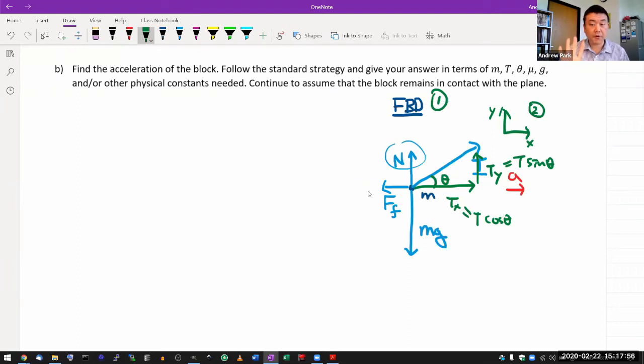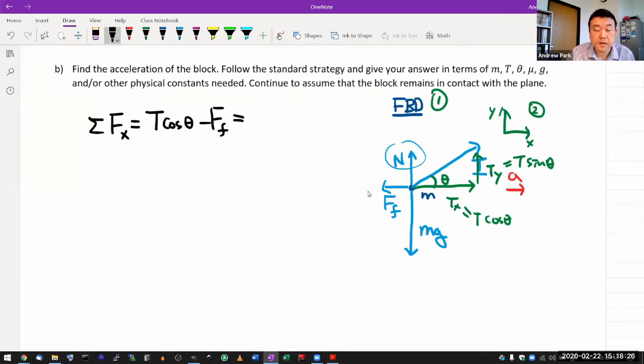Finally, step number four, I need to write down the Newton's second law equations. I have one object, 2 dimensions, so I need 2 equations. So my Newton's second law equations are, net force in the x direction. That would be the x component of tension, T cosine theta, minus the friction force, is equal to mass times acceleration.